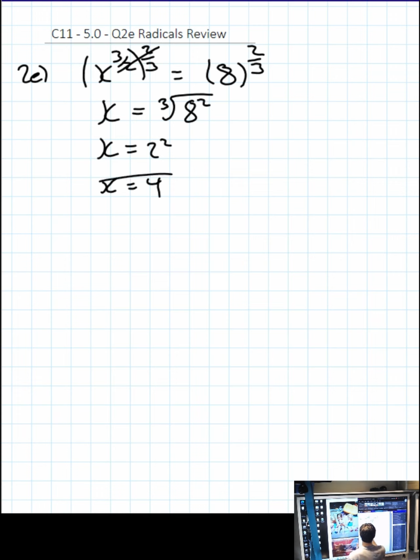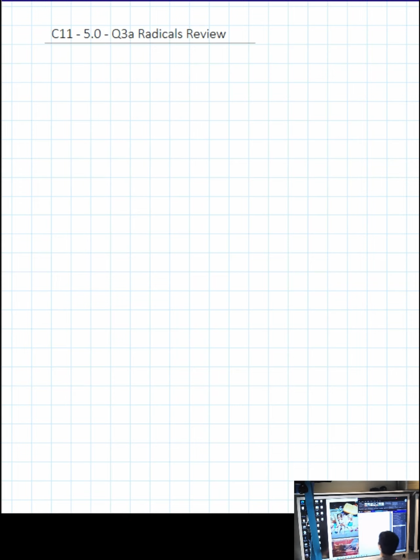Circle our answer, and let's check our answer. So off to the right, let's say 4 to the 3 over 2. On the calculator, 4 to the 3 over 2 equals 8. Near our circled answer, check mark. Awesome. Okay, we have 3a. So we have 7 square root 2.